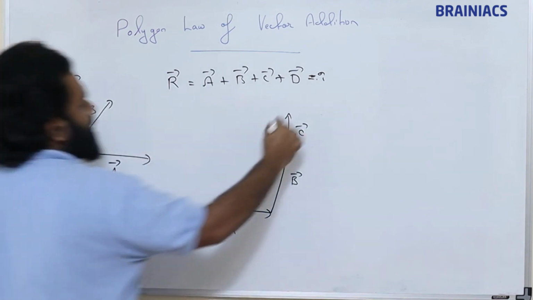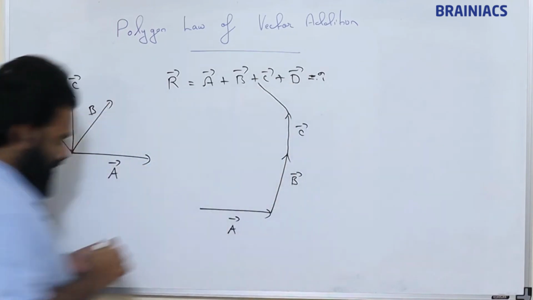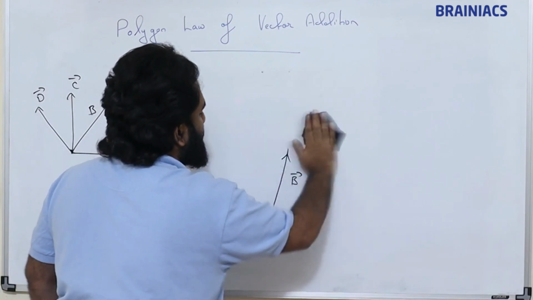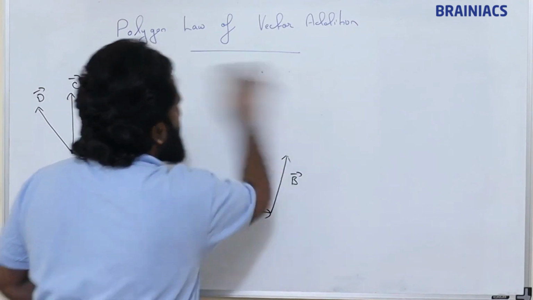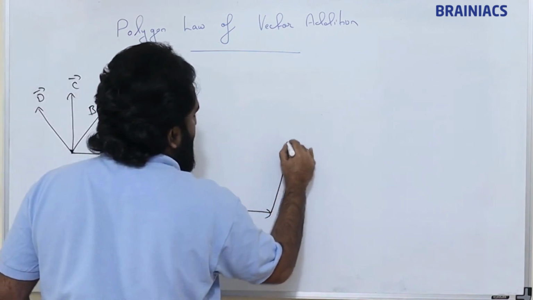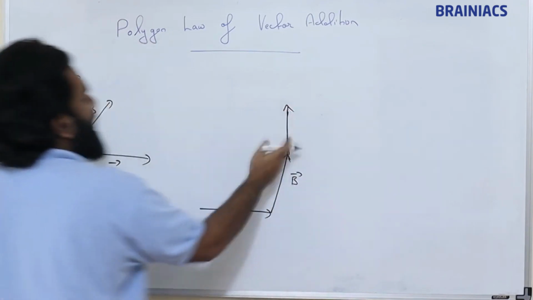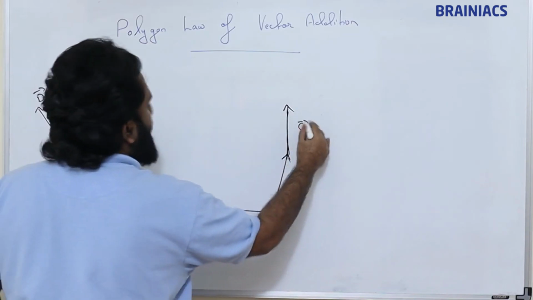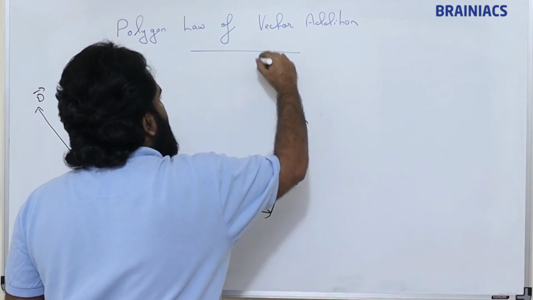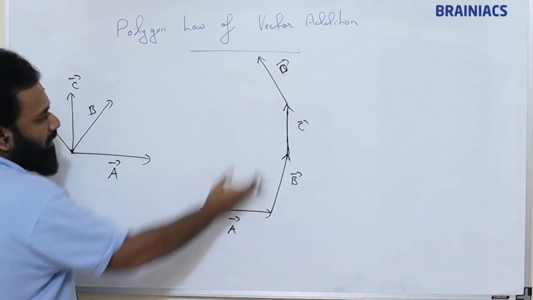Now vector D. Just like this, we can take vector C like this, at the head of vector B. Now vector D, look at the direction. So without changing the direction and magnitude, place vector D here. So this is vector D. So all the vectors are covered.